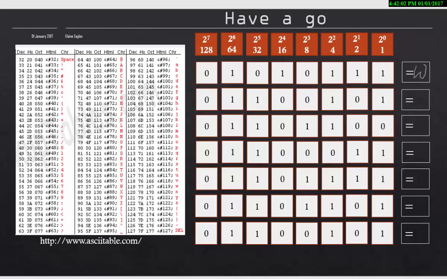And the next one, 64 plus 32 is 96. Plus 4 is 100 and a 1. 101. So we go down here and we find it's an E. Let's choose an E there. And the next one, 64 plus 32, 96 plus 8, 104, 108. So we need 108, which is an L.